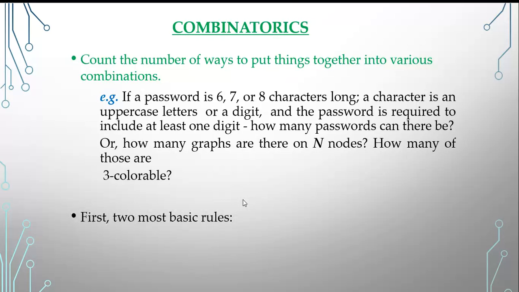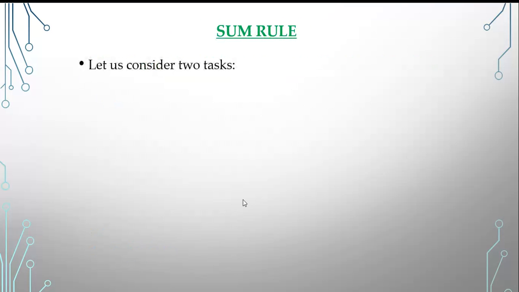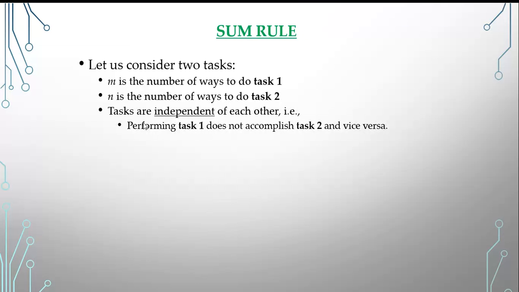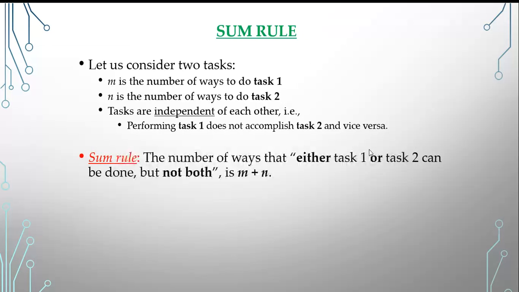There are two basic rules of combinatorics. The first one is the sum rule, and the other one is the product rule. First we talk about the sum rule. Suppose we consider two tasks, where the number of ways to do task 1 is m, and the number of ways to do task 2 is n, and these two tasks are independent of each other. Performing task 1 doesn't accomplish task 2 and vice versa. So these two tasks are independent but mutually exclusive. In these cases we use the sum rule.